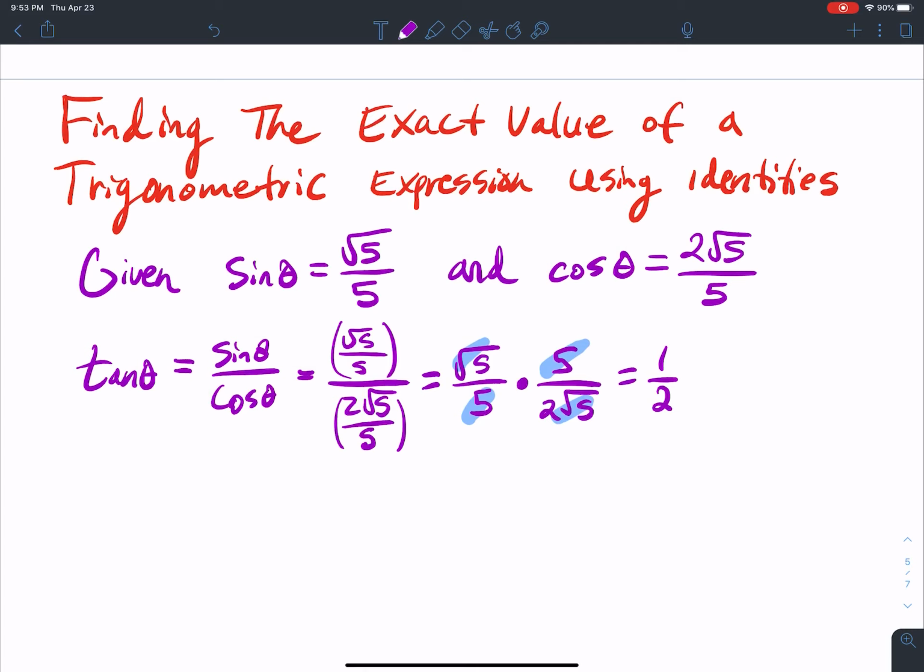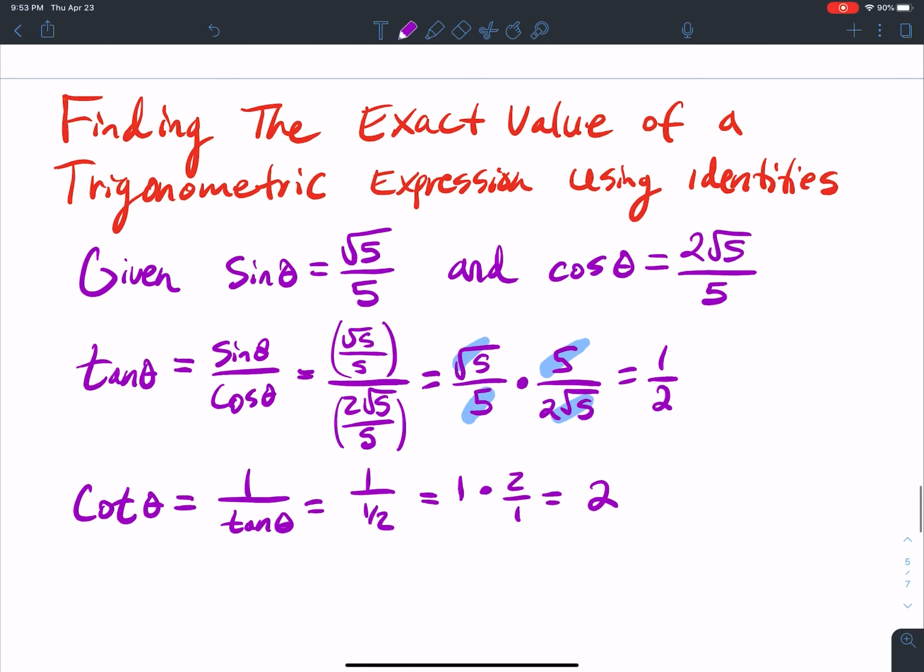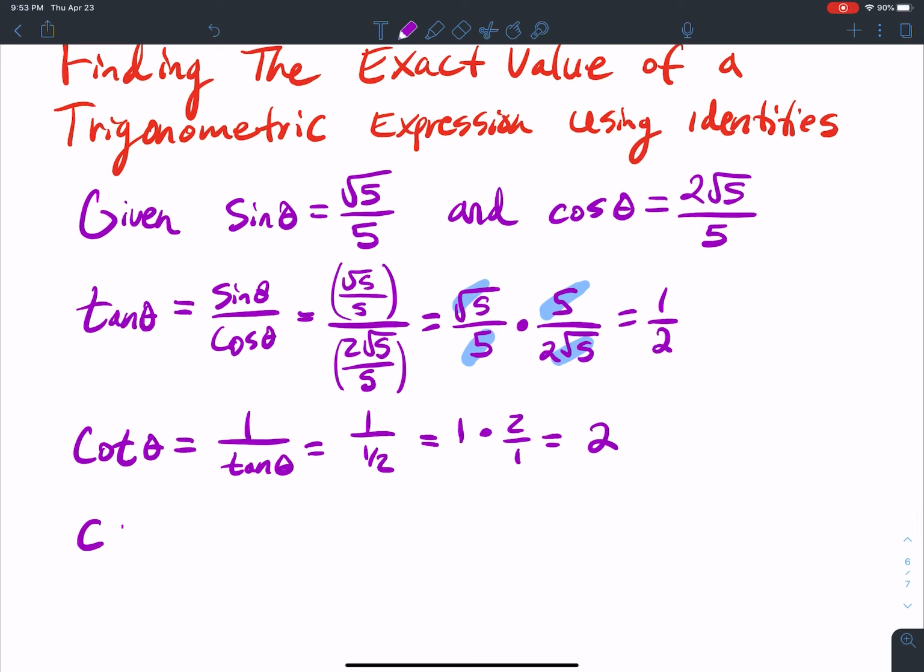Now what do I know? Cotangent from the reciprocal identity is 1 over the tangent of theta. So this is 1 over 1/2, and this is keep, change, flip. So cotangent is 2. All right. Now cosecant is 1 over sine theta. And so that's 1 over square root 5 divided by 5, which is keep, change, flip, gives me this right here. And so what's that going to be?